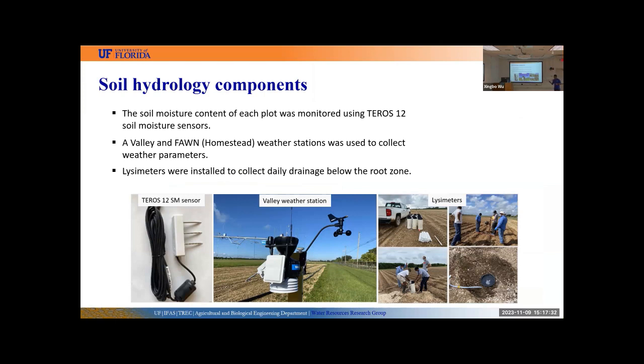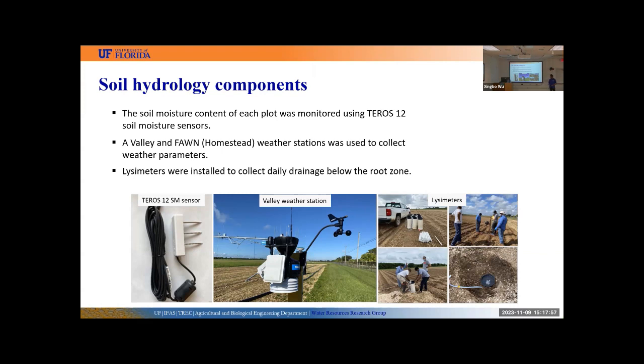And we also used a weather station and a homestead station to collect weather parameters of our experiment site. We also used lysimeters to collect the deep percolation below the root zone. As you see here, these are our lysimeters, and these are the processes involved when we were installing our lysimeters. And this is after installing the lysimeter.